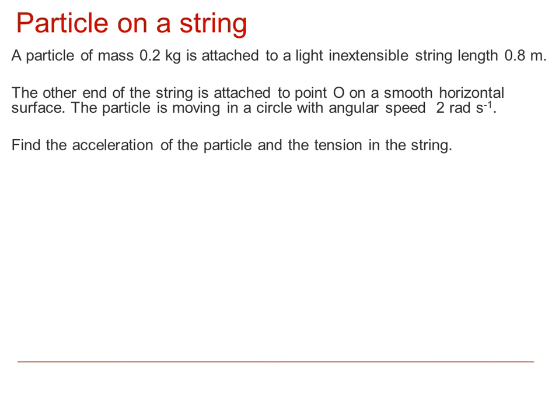The other end of the string is attached to a point on a smooth horizontal surface, so that's going to be the centre of the circle, and the particle is moving in a circle with angular speed of 2 radians per second. What we should do first of all is to try and draw a diagram of the situation showing all the forces that are acting.